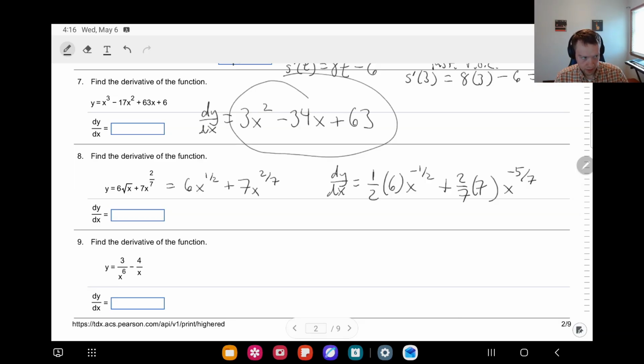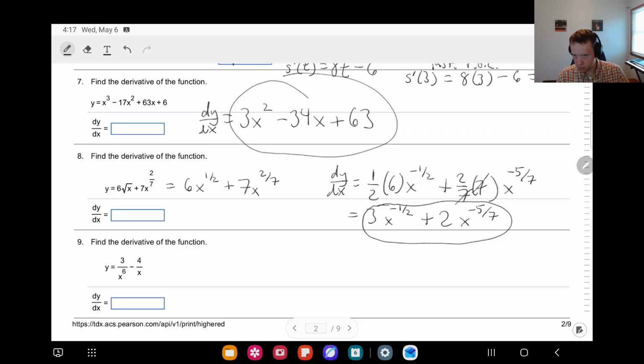Okay, we get a little bit of simplifying here. 3x to the negative 1/2. Here, 7s will cancel. Plus 2x to the negative 5/7. This is how Pearson gave their answer, so no need to go any further from there.